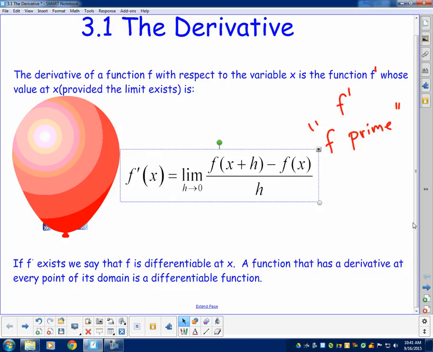What is the derivative? What's the purpose? To find the instantaneous rate of change. That's the physical application. So we use the derivative to find the instantaneous rate of change at a point for a specific function. And the derivative is defined to be this limit as h approaches 0 of f of x plus h minus f of x over h.